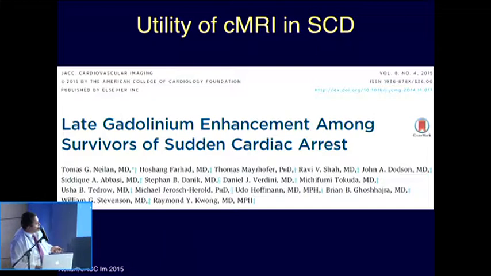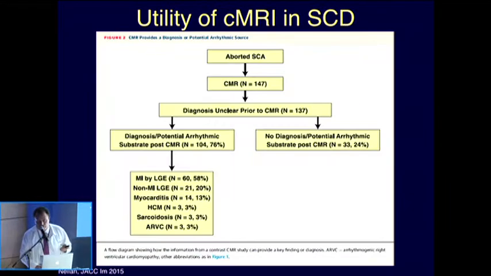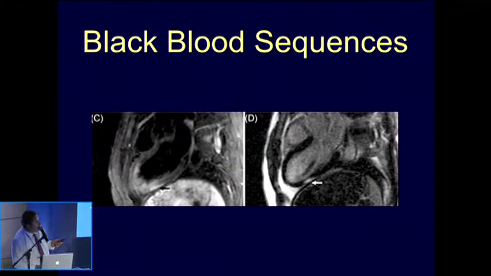The same researchers from Harvard, Brigham, and NIH found something similar. Aborted cardiac sudden death, taken to MRI, and they found hypertrophic cardiomyopathy, sarcoidosis, myocarditis, and many had the same pathologies when the diagnosis was not clear and had not been known previously. So in those patients for whom you are consulted for sudden death, it's good to take them to the magnet in order to have a more accurate diagnosis.